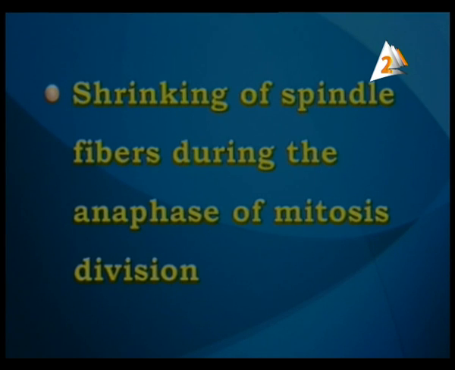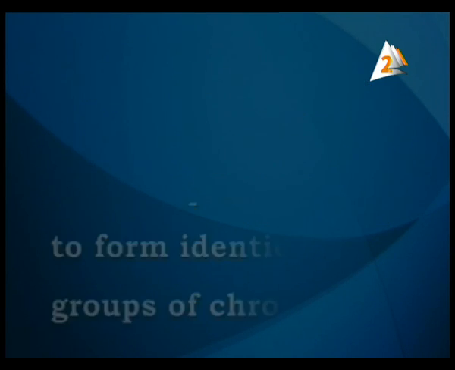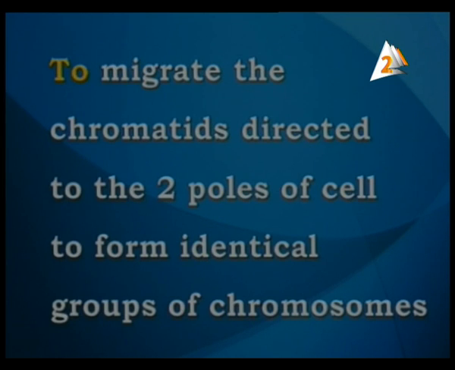So, I talk about anaphase in mitosis. What is the answer here? Shrinking of the spindle fibers in anaphase. Yes, the answer is to migrate the chromatids toward the two poles of the cell, to form identical groups of chromosomes. Identical means the groups are typical in number, in shape, in properties and hereditary traits.